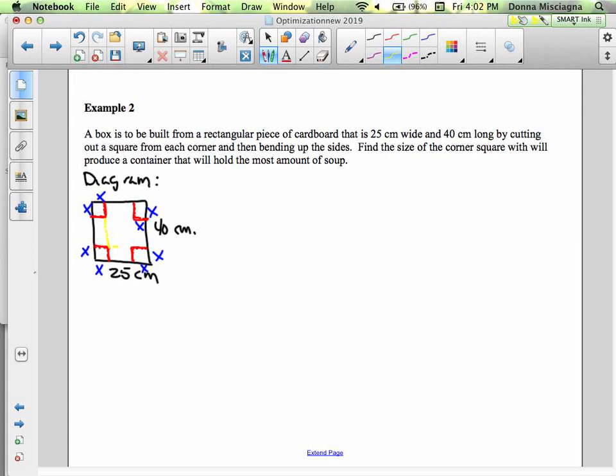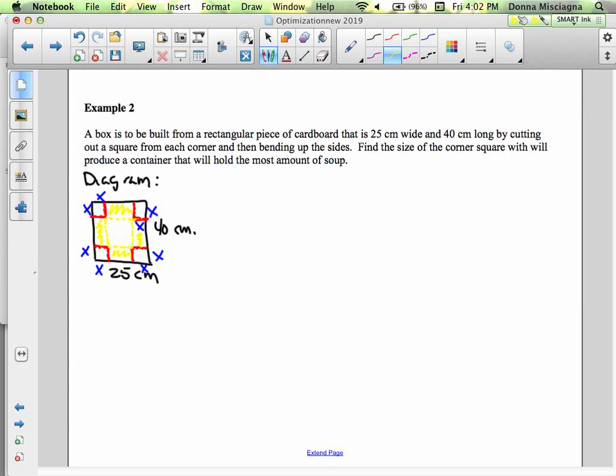This represents the bottom of your box there. And then these would be the sides of your box because you'd flap them up and so forth. So there we're cutting it out so we can make a box. And you want to find the corner cut that will produce a container that will hold the most soup.